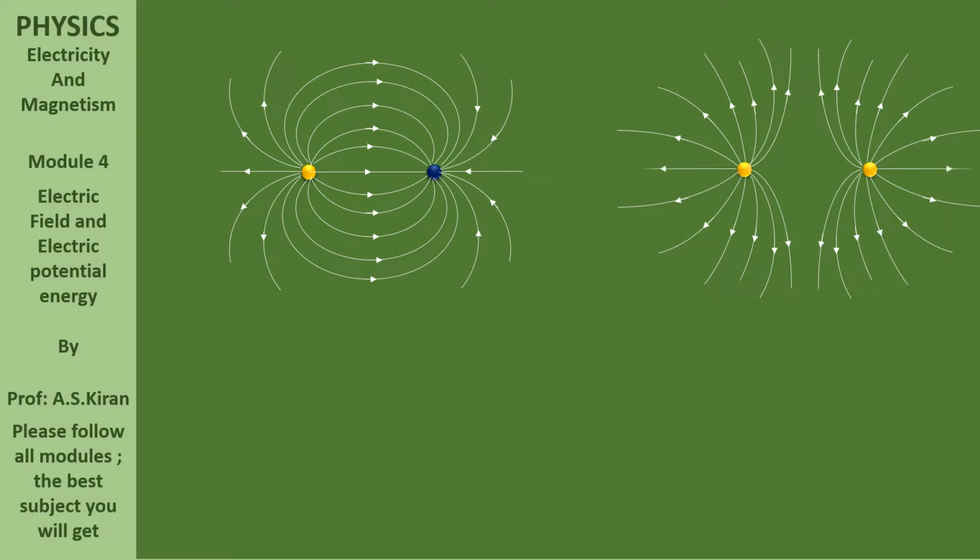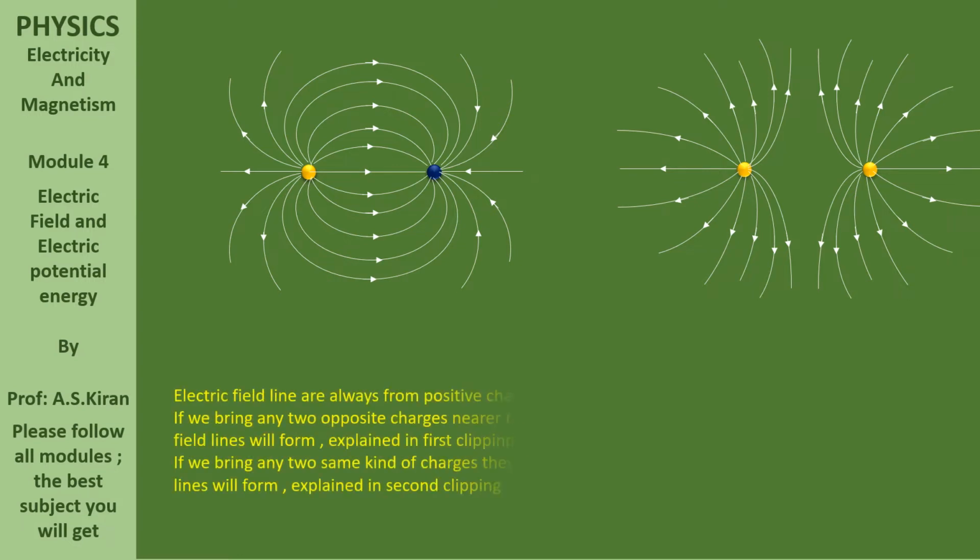Let us observe the lines now. Able to understand? Yes. Of course, they are very nice clippings. You might have understood well. Now, here, electric field lines are always from positive charge to negative charge.